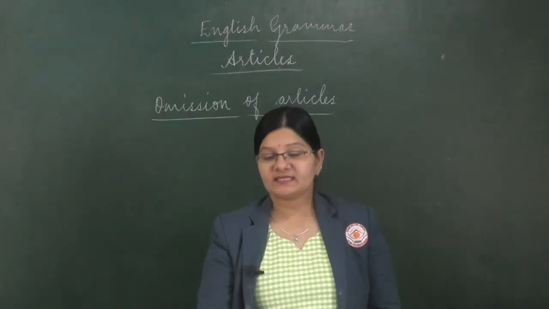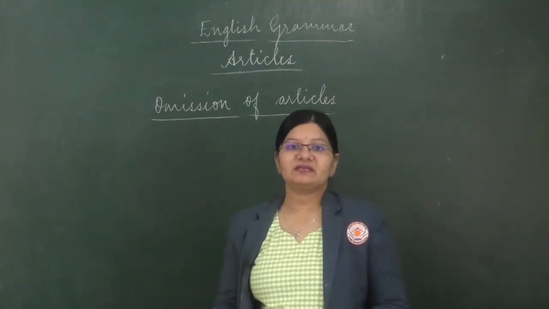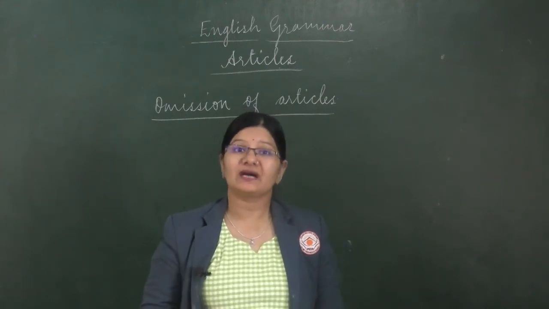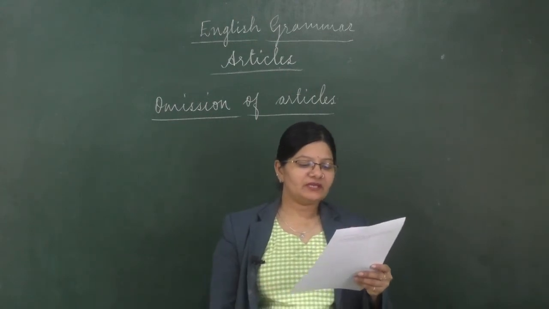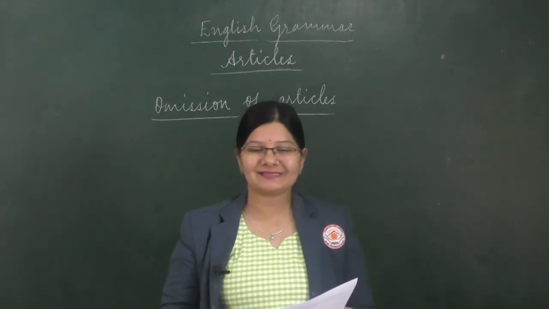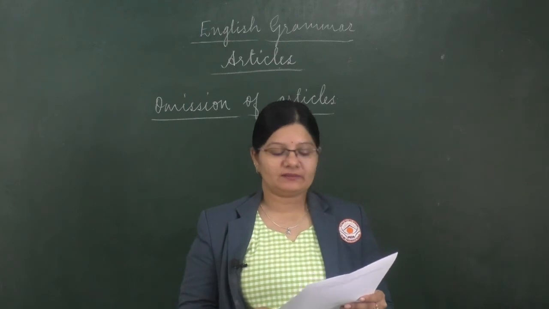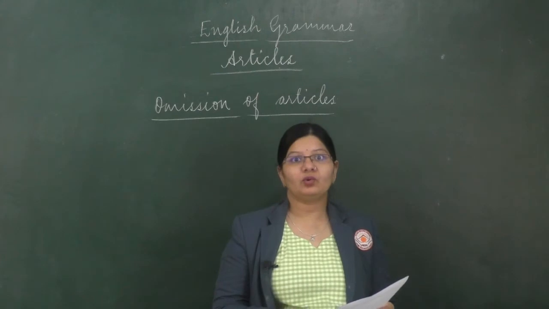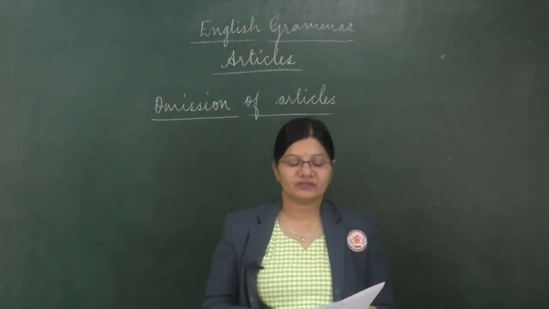So kids, let's understand the next topic, that is omission of articles. There are many scenarios in which we should not use articles. For the first one, before the names of substances and abstract nouns which are uncountable and used in a general sense. For example, gold is a precious metal, wisdom is the gift of heaven. Here wisdom is an abstract noun, gold is a substance. So we do not use an article before these two words.